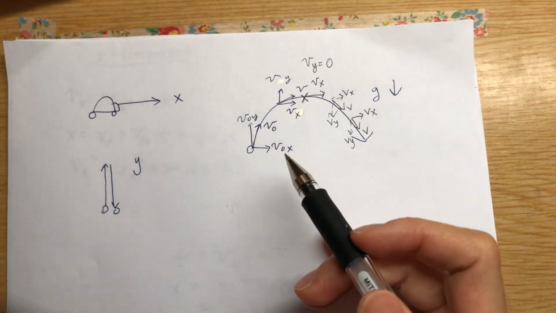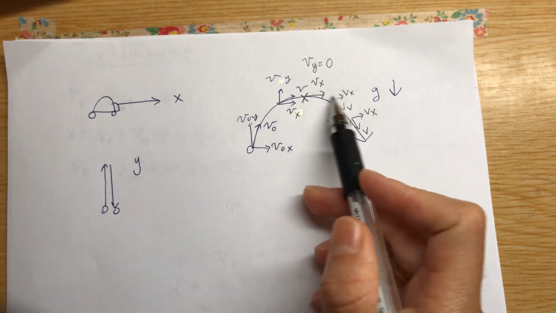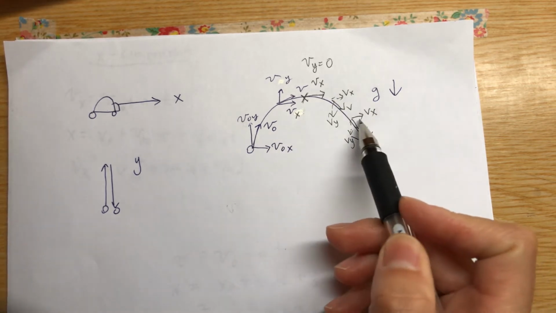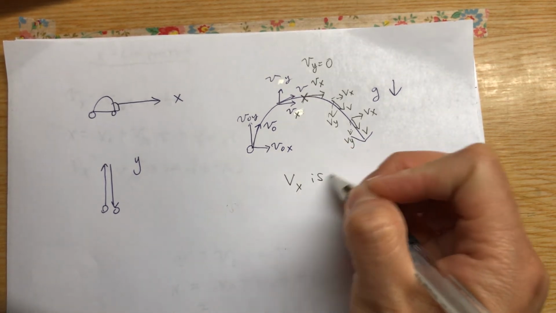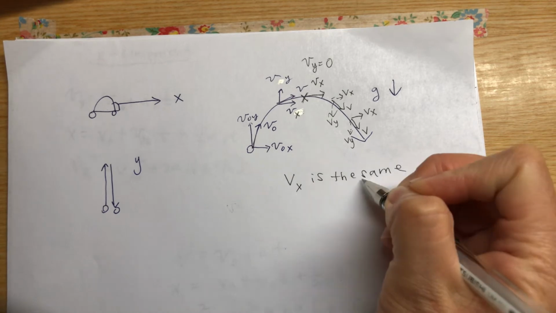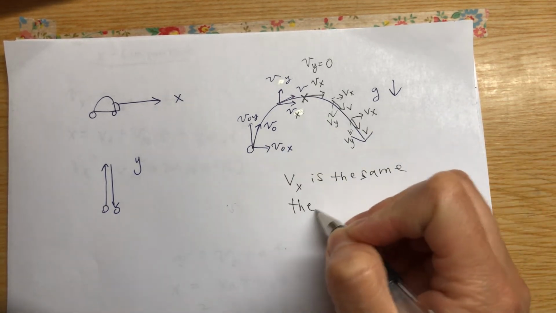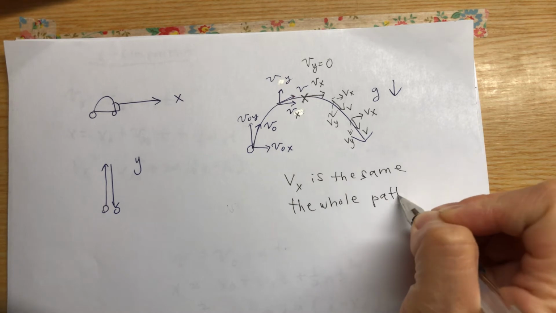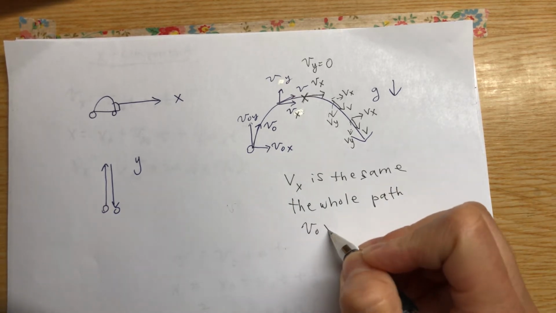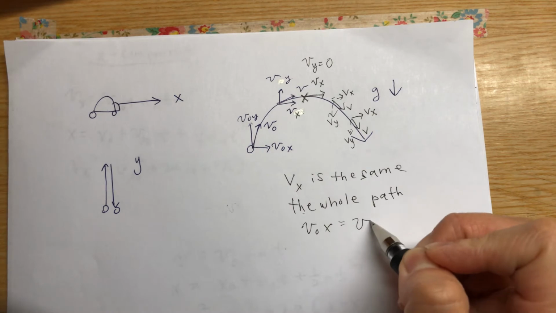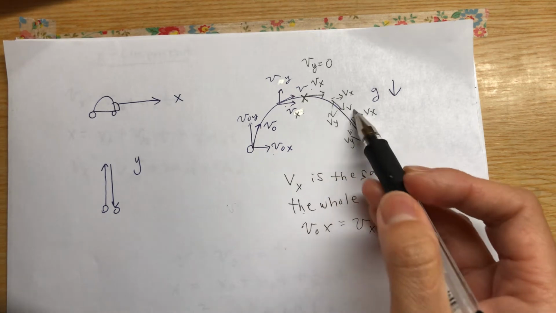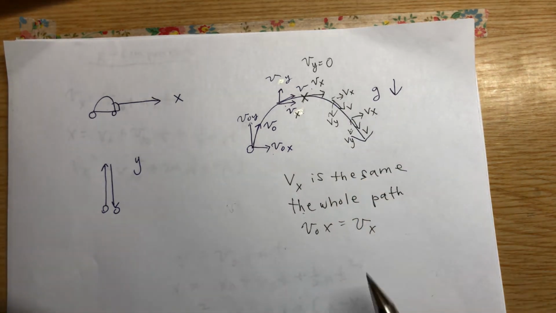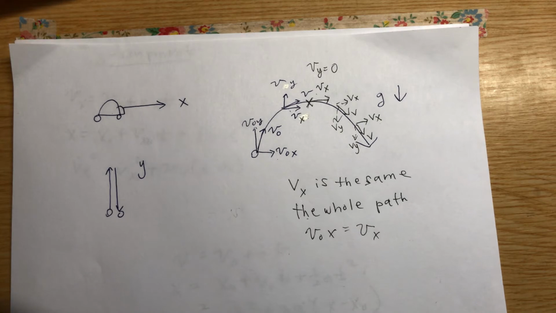And we said that horizontally it's constant velocity. So horizontal Vx is the same the whole path. So if you know V naught x, then you know Vx for the whole path. It's going to be the same. It's going to be V naught x the whole path, because in the x direction it's constant velocity.